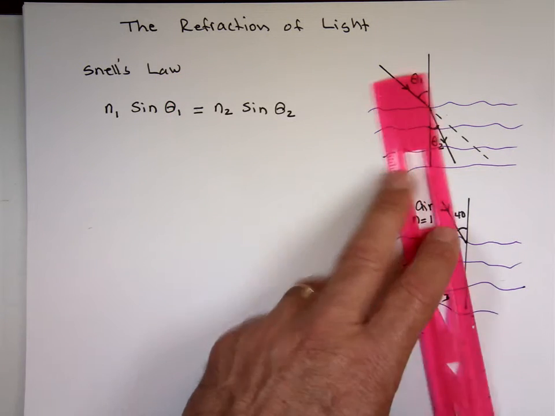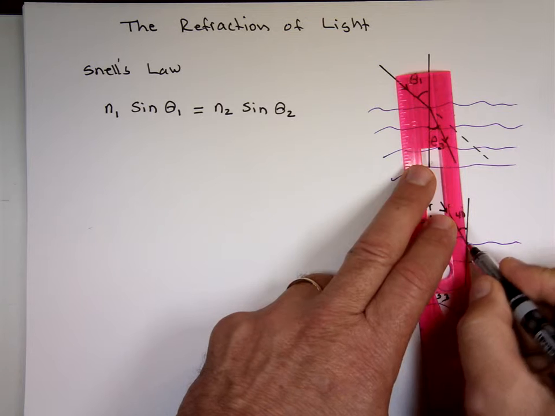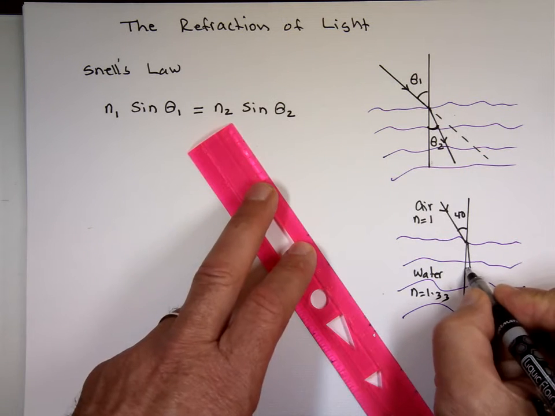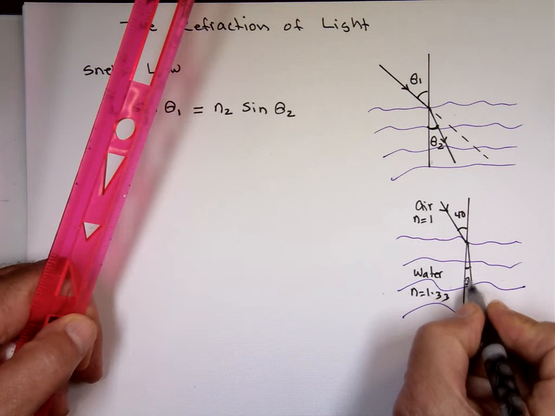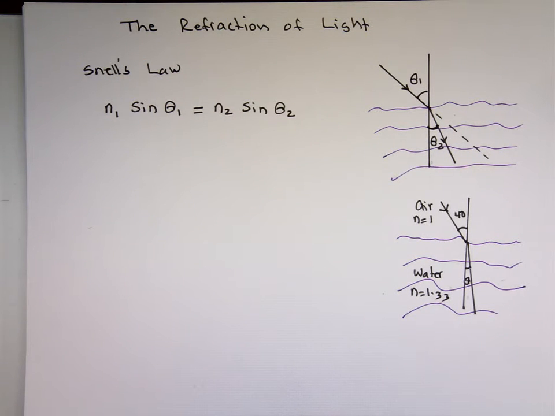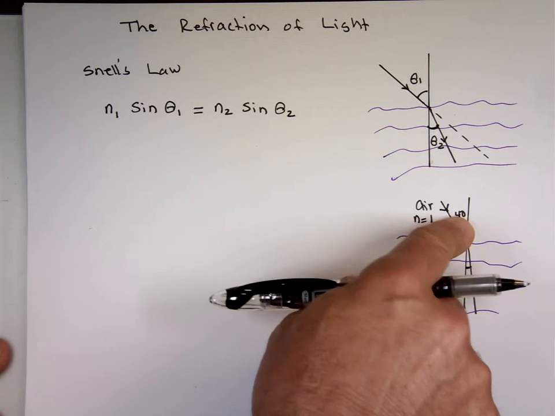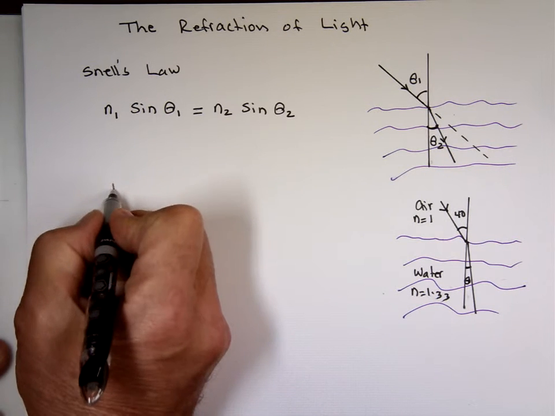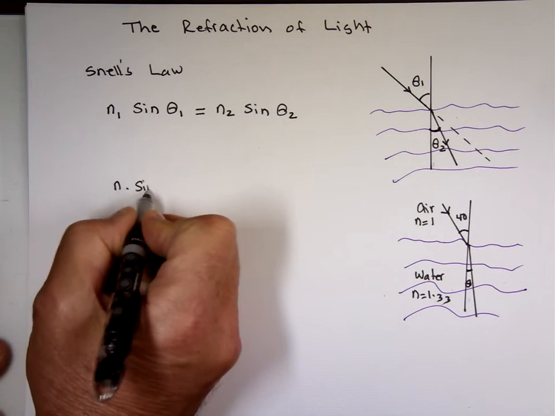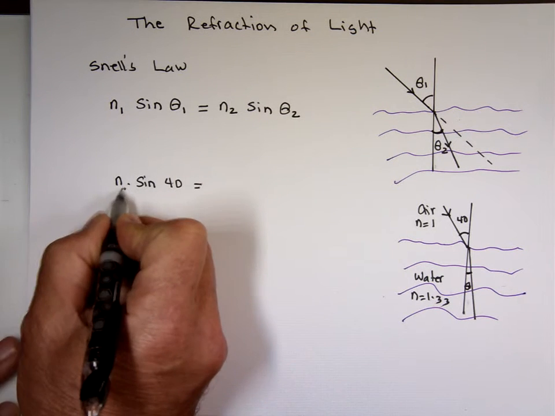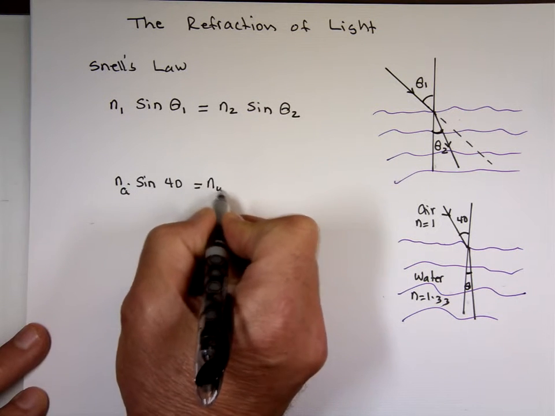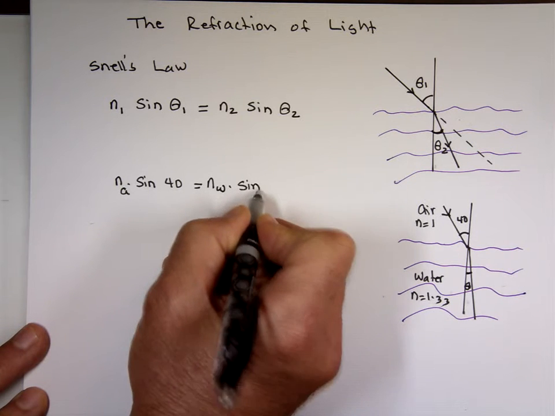What's going to happen is it's going to bend here. It's going to come out at a different angle. We'll call it theta. And the question, what is that angle? How do we figure out what that angle is? Well, Snell's law says take N for air times sine of that angle, times sine of 40 equals N for water times the sine of theta.